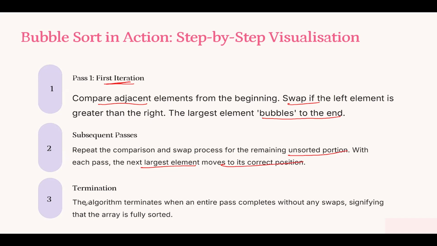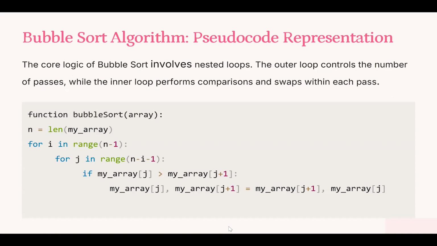And the termination condition is that the algorithm terminates when an entire pass completes without any swaps, signifying that the array is fully sorted. Then we can go ahead and terminate our algorithm. All right, so this is how it works. So let us see the pseudo code.